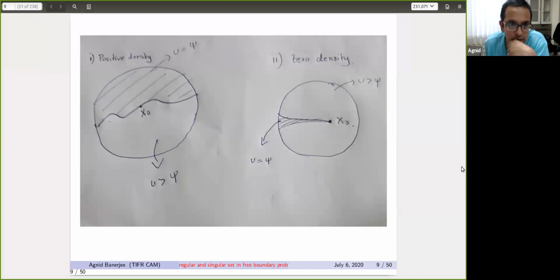So this is what I mean by positive density. Here you have the coincidence set where u is equal to psi, and this is the point x0. So you see that if you zoom in, assume that the free boundary is nice, the limit would be one where the free boundary converges to the tangent plane at x0. And then on one side you will have the coincidence set, and on the other side you will have that u is bigger than psi.